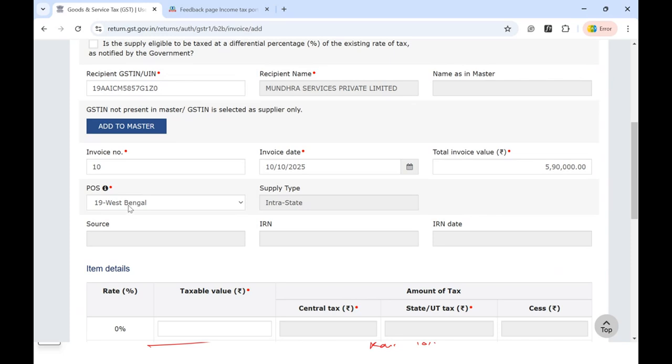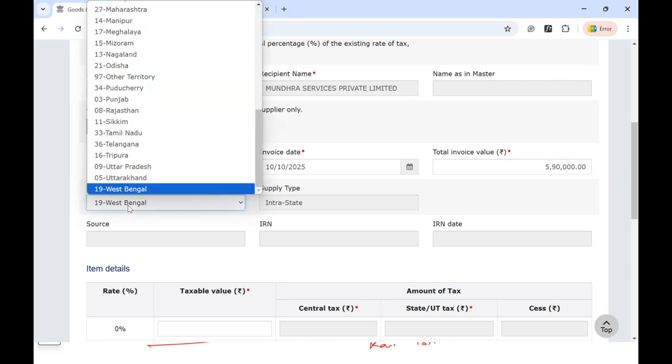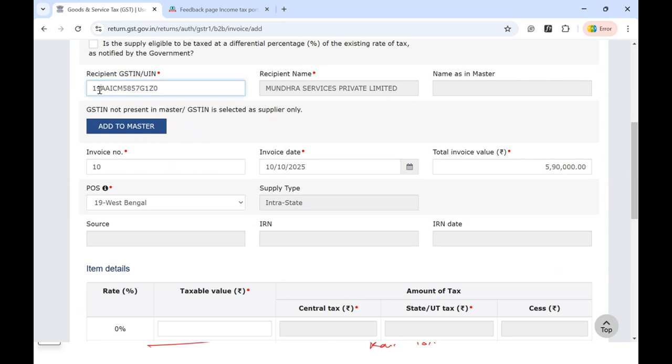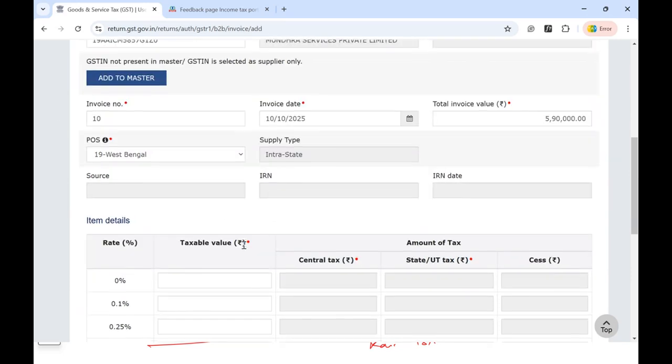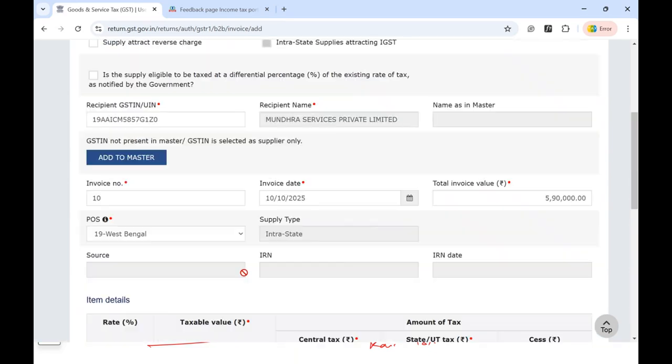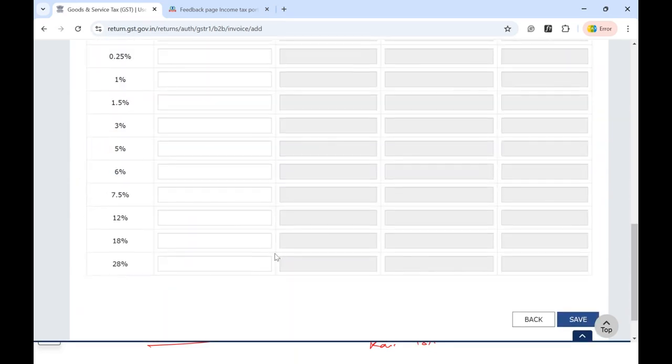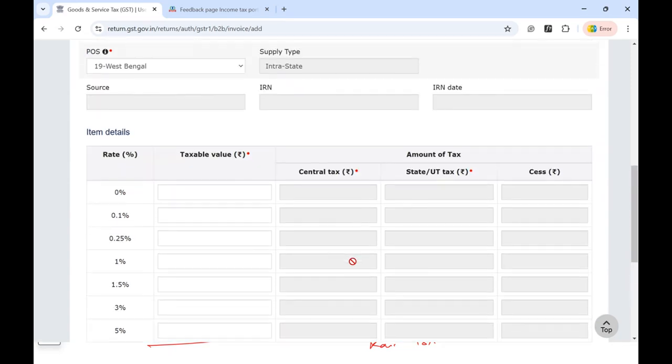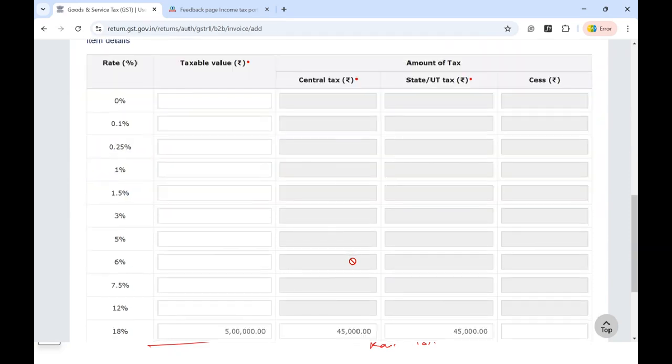The place of supply, West Bengal, would automatically be there on the basis of this GST number 19. After that, we will provide the information in this matrix at what rate this amount is taxable. Say in this invoice, I have 5 lakh rupees supply, value of supply, which is subject to tax at the rate of 18%. So the system will automatically calculate the GST amount on 5 lakh at the rate of 18%. If this is an intra-state supply, myself located in West Bengal and my buyer also located in West Bengal, then this is an intra-state supply.